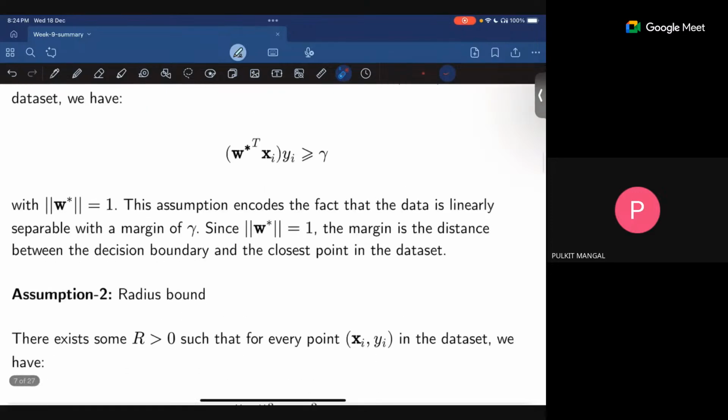And also the norm of W star is equal to 1. Now, one thing: if you are able to find any weight vector which perfectly separates your data set, then you can always normalize your weight vector to have norm 1, and this will not affect your final decision boundary. That is, the boundary that you will get from the original weight vector and the normalized weight vector would be the same.